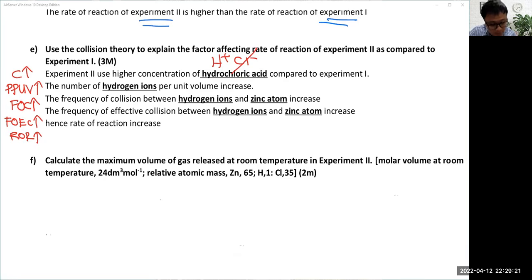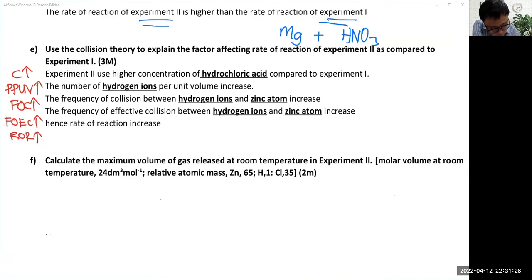So you see, if in the exam they change the chemicals into magnesium reacting with nitric acid, all you need to do is just change this to nitric acid. This one remains the same. Then this one you change to magnesium atom. I underline the chemical words so that it's easier for you to change your answer for the next one. Okay.